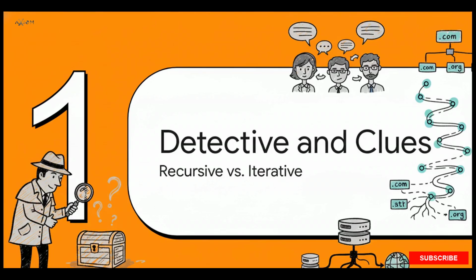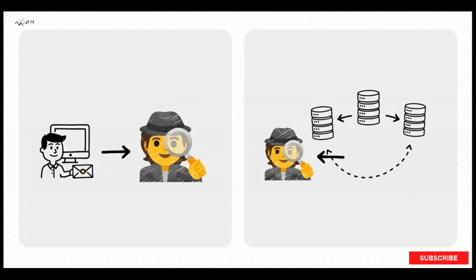Think of it like this: it's the difference between hiring a detective and saying, solve this case for me, versus just asking a bunch of people one by one for the next clue. So let's look at the two types. On one side, you've got the recursive query. This is what your computer sends out. It's pretty demanding. It basically says, look, I don't care how you get it, just bring me back the final IP address. I'll be right here waiting.